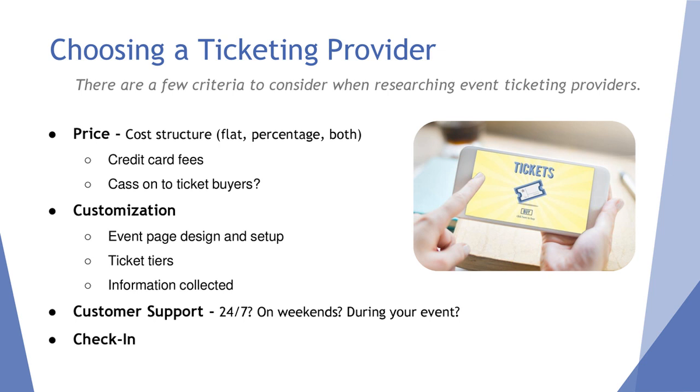So can you add multiple ticket types? If you have an event where you want VIPs as well as maybe early bird or general admission, you'll want a platform that has that flexibility. You'll also want flexibility in terms of the data you're collecting from your ticket buyers. So maybe you want to collect information beyond just their name, email, and phone number. You may want to collect information on the type of meal they're looking for at the event, or maybe if you're giving out merchandise, you want to collect their shirt size or something like that. So look for a platform where you have that flexibility.